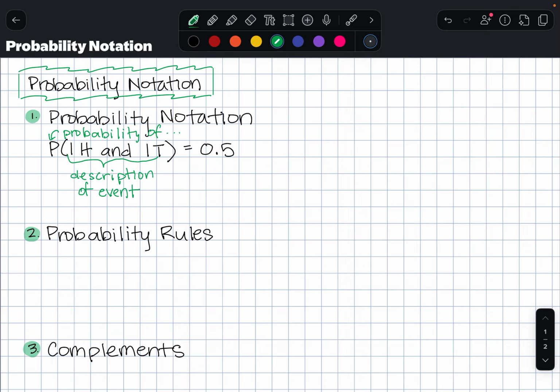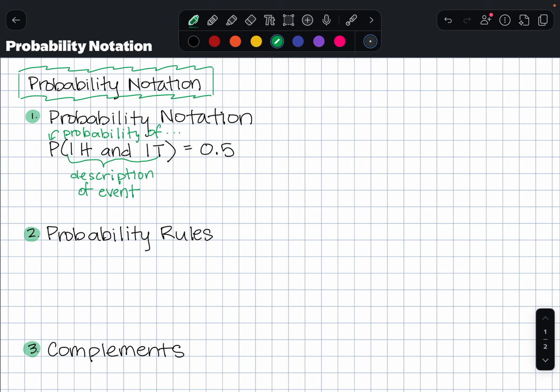So one head and one tail, or rolling a 6, or drawing a queen, or having rain on Tuesday. This is generally a description in words. Sometimes it'll include numbers, but those numbers are a descriptor of the event and not the input to a function.